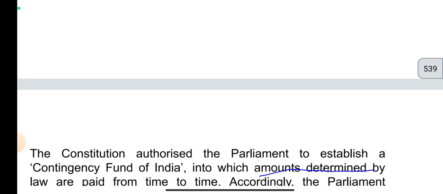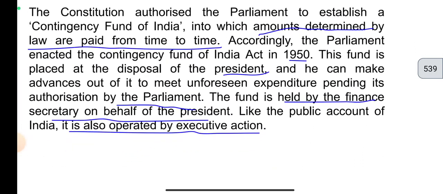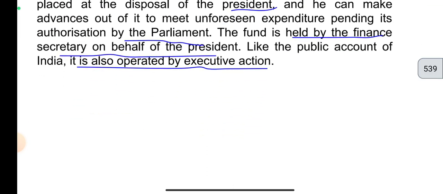Then Contingency Fund of India. The Constitution authorized the Parliament to establish a Contingency Fund of India into which amounts determined by law are paid from time to time. Accordingly, the Parliament enacted the Contingency Fund of India Act in 1950. This fund is placed at the disposal of the President and he can make advances out of it to meet unforeseen expenditure pending its authorization by the Parliament. The fund is held by the Finance Secretary on behalf of the President. Like the Public Account of India, it is also operated by executive action.